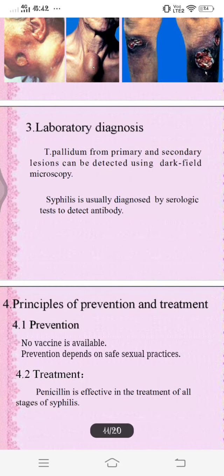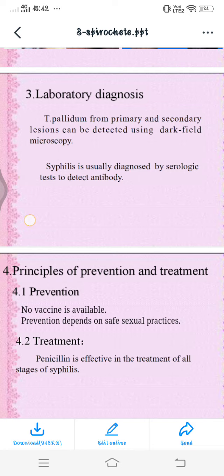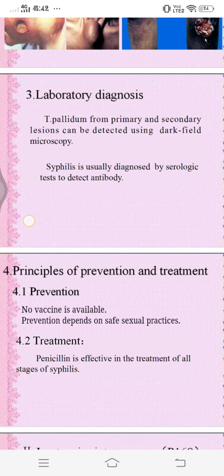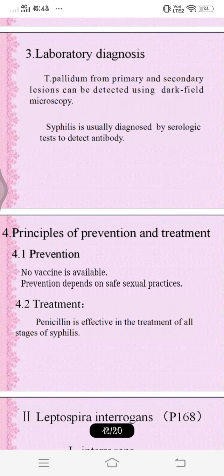So let us understand prevention and treatment. No vaccine is available. Prevention depends on safe practices, and penicillin is effective in the treatment of all stages of syphilis. The drugs mostly used are penicillin, doxycycline, and also ceftriaxone. And the non-venereal treponemas are endemic syphilis, yaws, and also pinta.